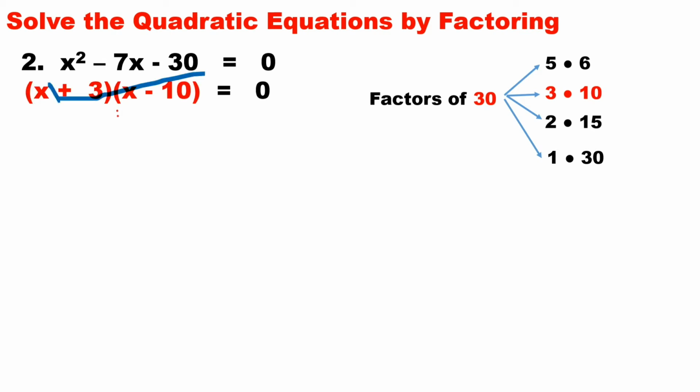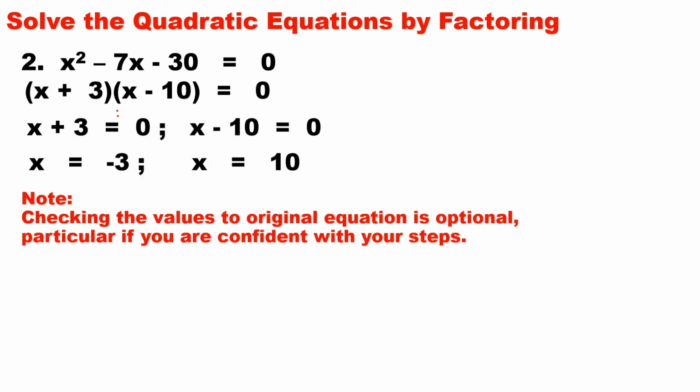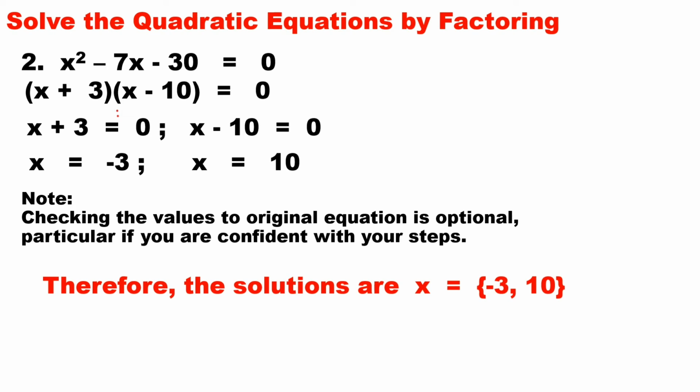Applying the zero product property, we have x plus 3 equals 0 and x minus 10 equals 0. Solving them separately, positive 3 transposed to the right will become negative 3, and negative 10 transposed to the right will become positive 10. Again, checking the values in the original equation is optional, particularly if you are confident with your above steps. Therefore, the solutions for the quadratic equation are x equals negative 3 and positive 10.